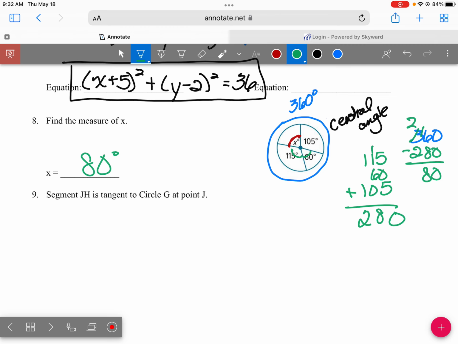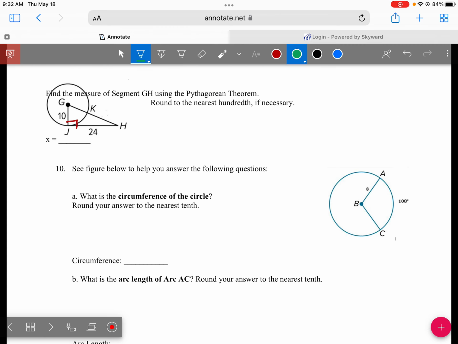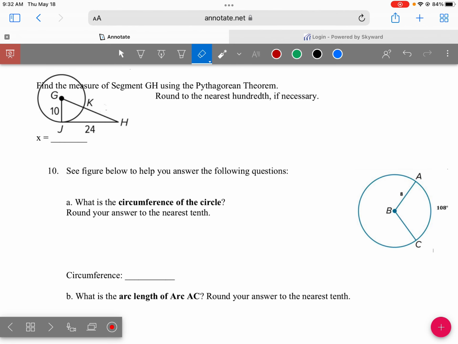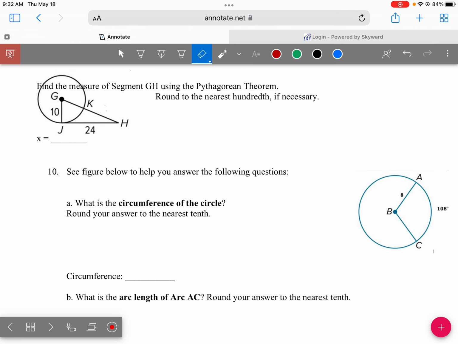Okay, let's go to number 9. Number 9, it says JH is tangent to circle G. What does that mean if it's tangent? It means it's touching the circle in one spot. Okay, so it's intersecting or touching the circle in that spot. So what kind of angle does that make for GJH?